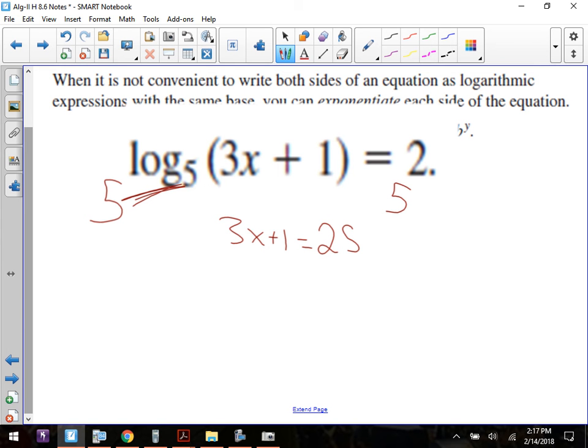A lot of times what people do with that 5 to the 2 part, they'll just write 5 times 2 underneath and think you're multiplying to get 10. Don't do that. You're making that 5 a base with that numerical value as the exponent. Okay. So what times 3 plus 1 is 25? 8.